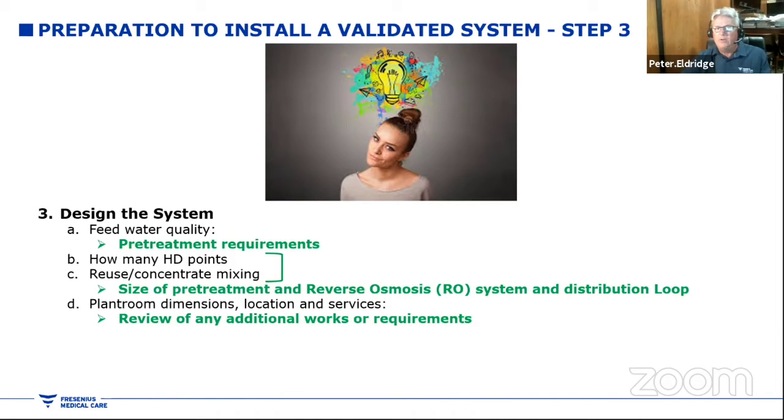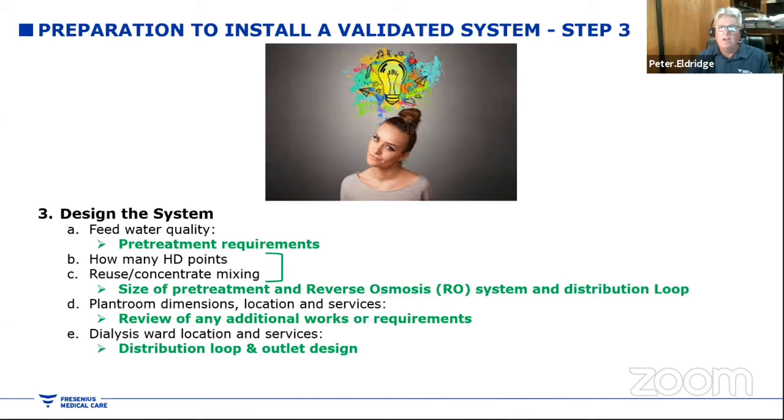We then look at our plant room dimensions. So from our operations team, we'll review, is there any additional works? So is there enough water and drains in the room? And are there additional power requirements? The dialysis ward location. So we need to consider the length of the loop. So particularly if we have very, very long loops, we can have a very high pressure drop. And it also means that sometimes we'll lose water flow. And if we don't have sufficient water flow, we'll have the creation of biofilm.